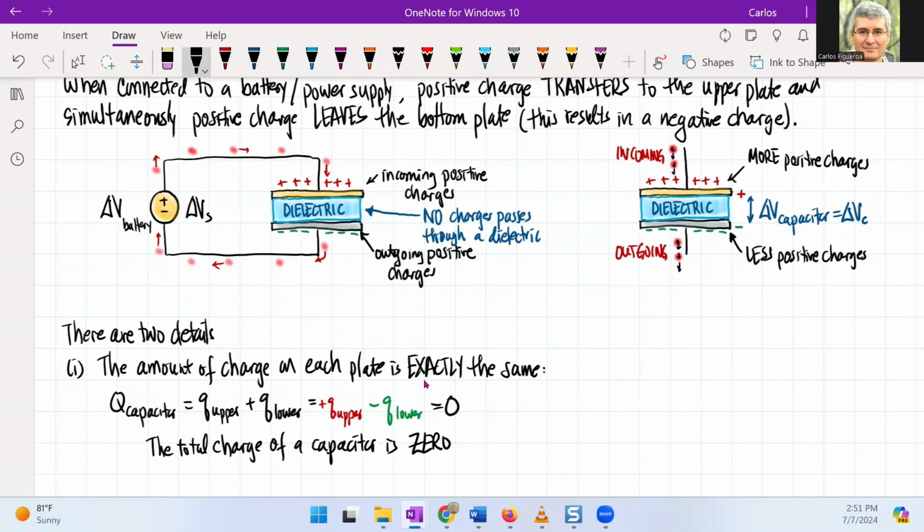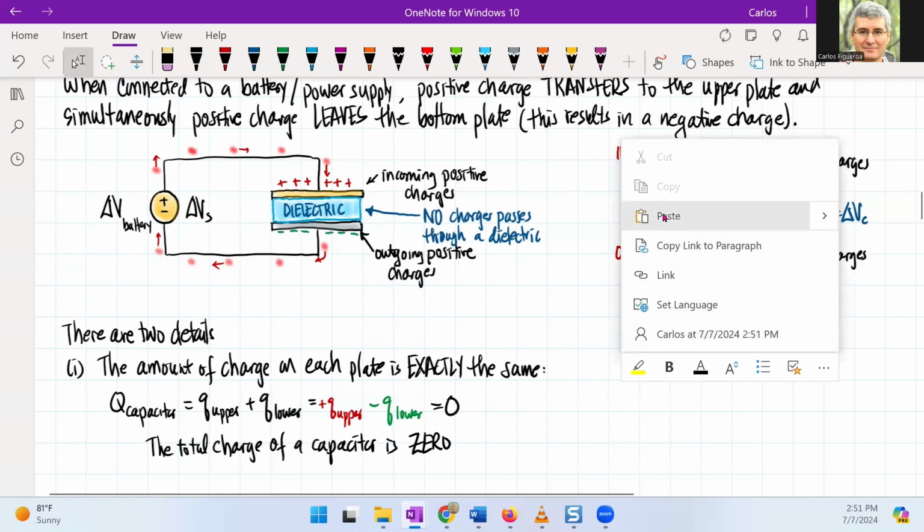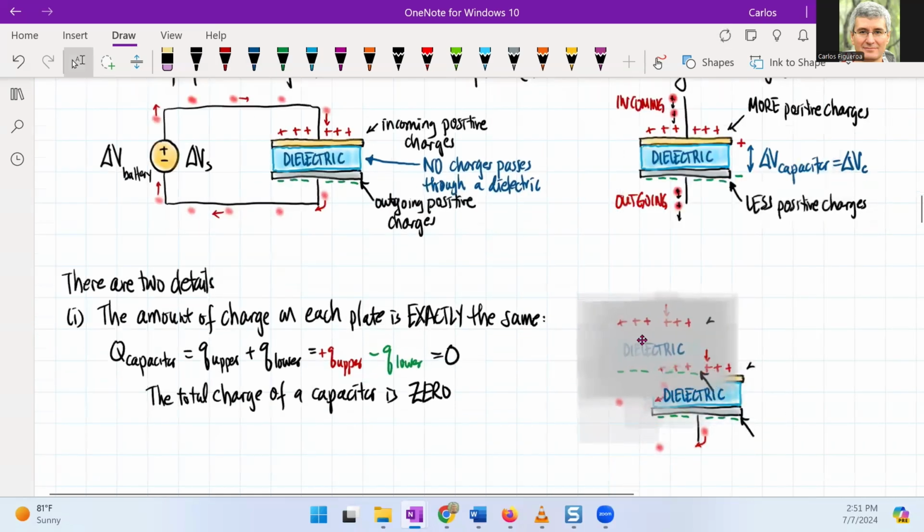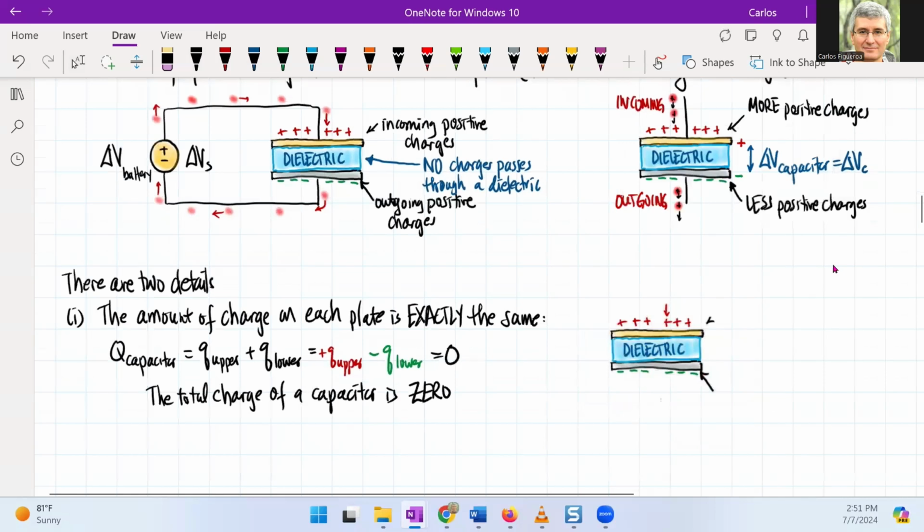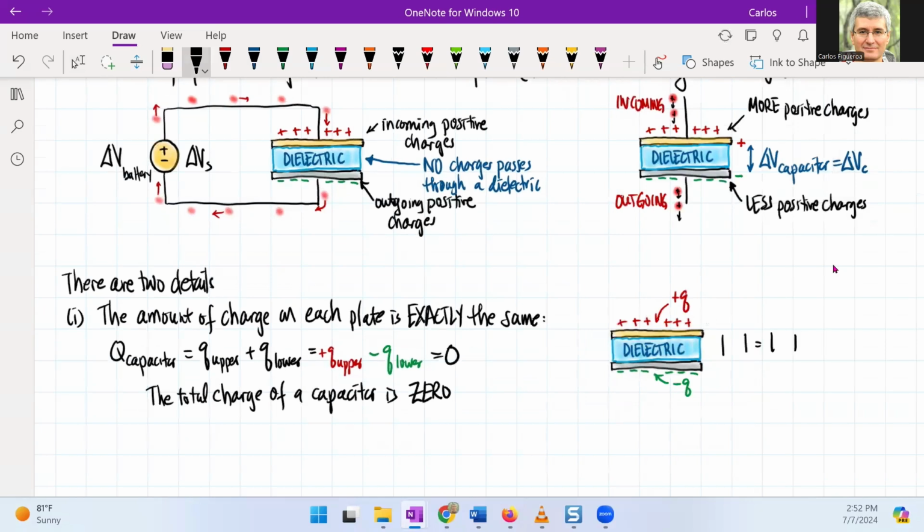So once again, when I look at my plates, let's see if I still have that image. I do, so let's clean this up a little bit. Once I clean up this image, we're seeing here that this guy acquires a positive Q. This one acquires a negative Q. And so when I look at the absolute values of these guys, I get that this charge and this charge are exactly the same.